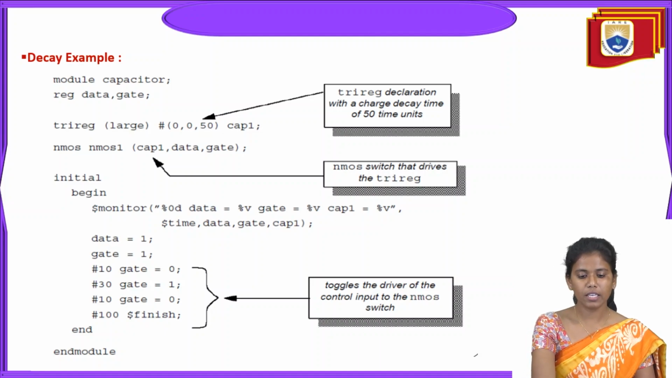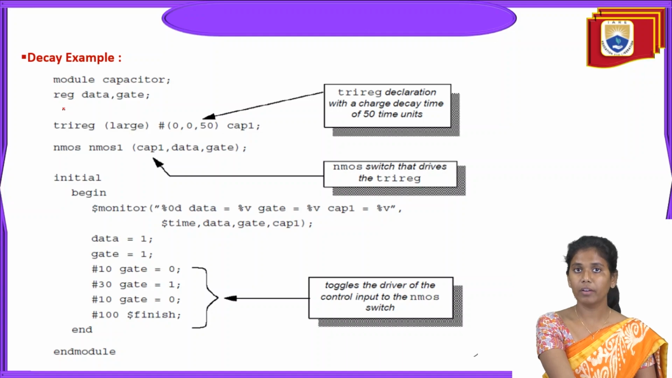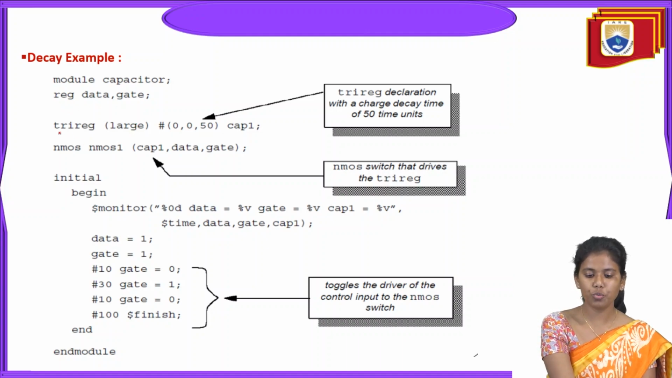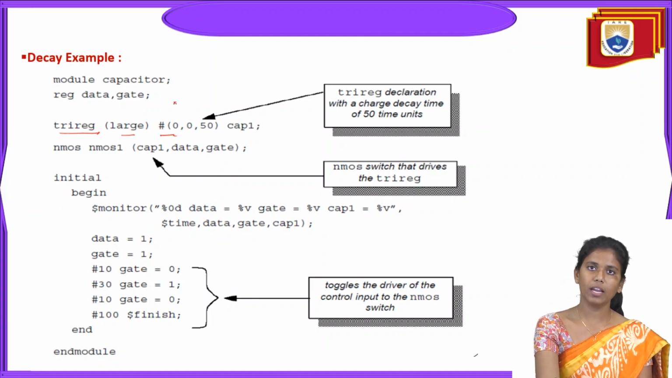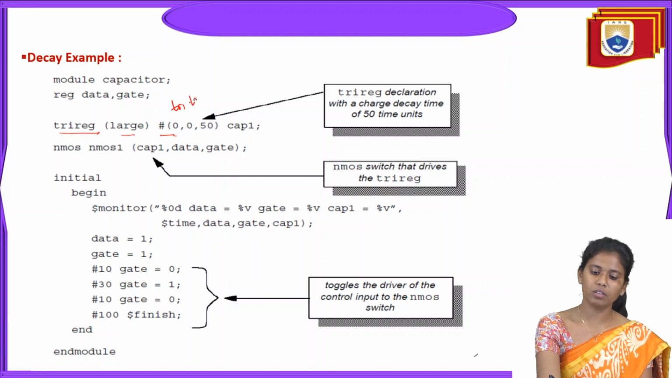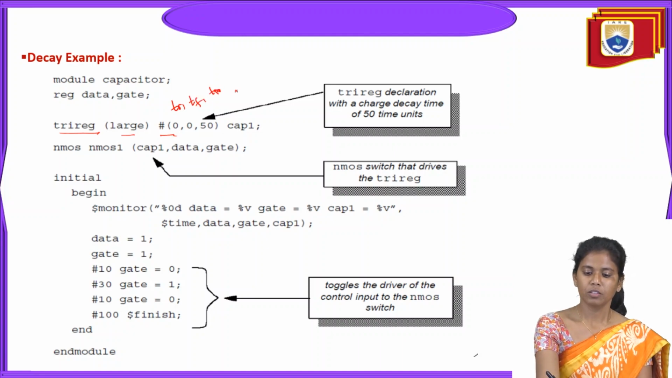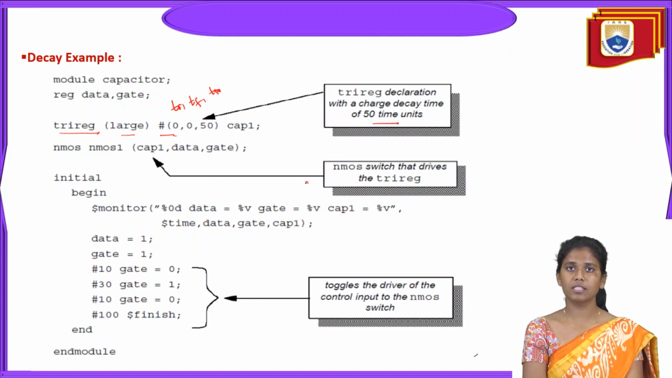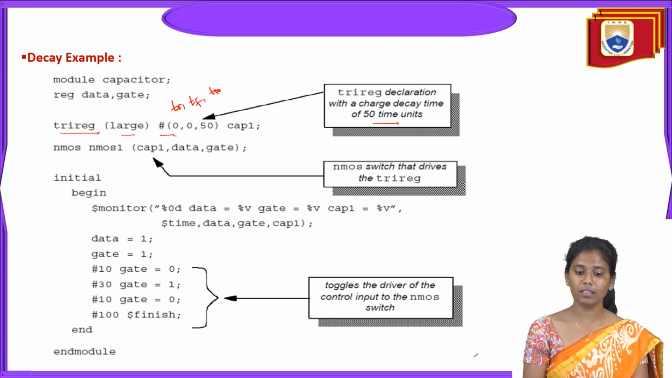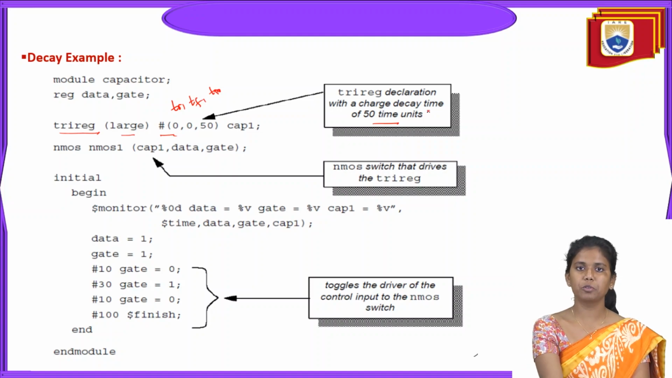Based on the decay, we will see the module capacitor, register, data and gate. Okay, and then trireg. Trireg is one of the nets, a data type that we consider if we are considering any sort of switches. So trireg, it is a large signal with a delay of 0, 0 and 50. Here we are considering three times, three T's. You can assume it as rise time, fall time and turn off time. See, trireg declaration with a charge decay time of 50 time units delay. We are just declaring the trireg data type with respect to the delay.